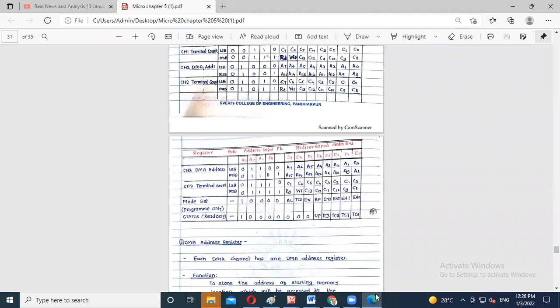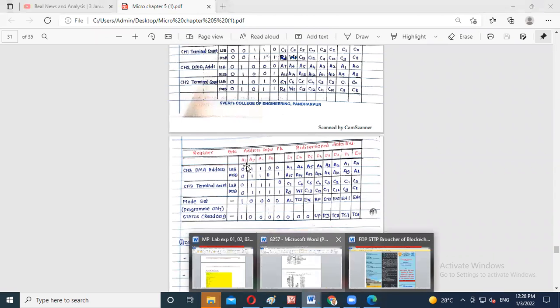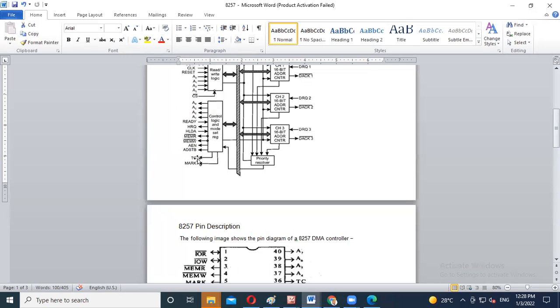So that terminal count, TC, is here. TC means terminal count, and it is a mark for the reading and writing. That mark and terminal count is not present in your 8059 and 8086. So these two extra features are added. And also one more feature that is added, ADSTP.